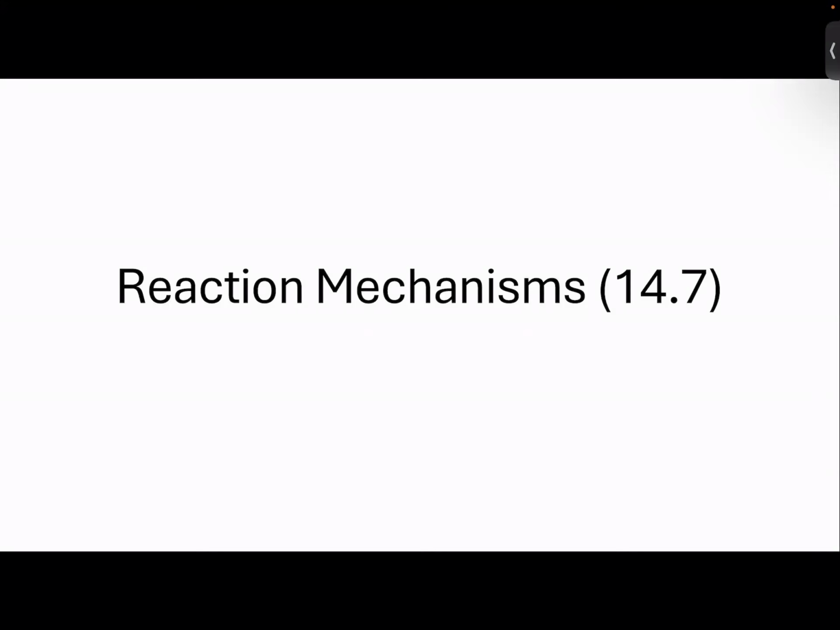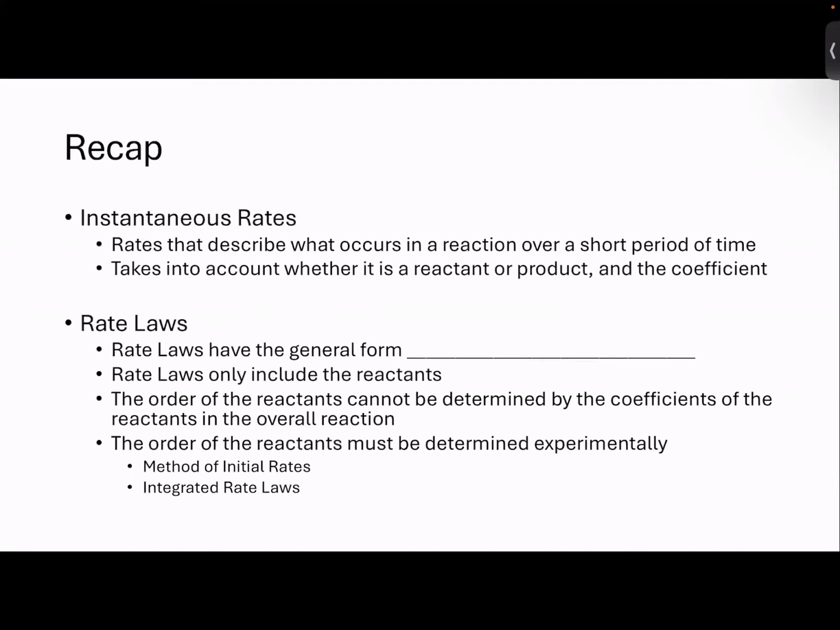But when we actually got into the rate law, the first thing we said is, okay, the general form of the rate law is rate is equal to k times the concentration of reactant A to its order times the concentration of reactant B to its order. As you saw yesterday in lab, when you're writing the rate law, the only thing that actually goes into the rate law are the reactants.